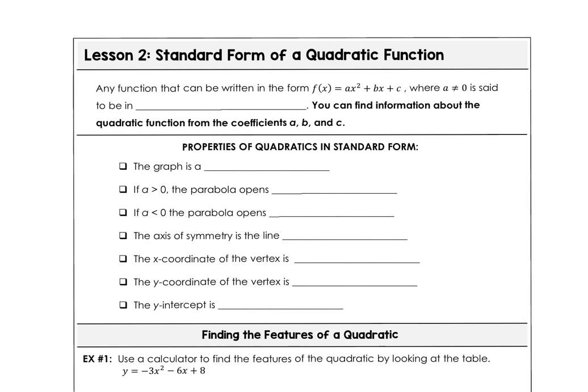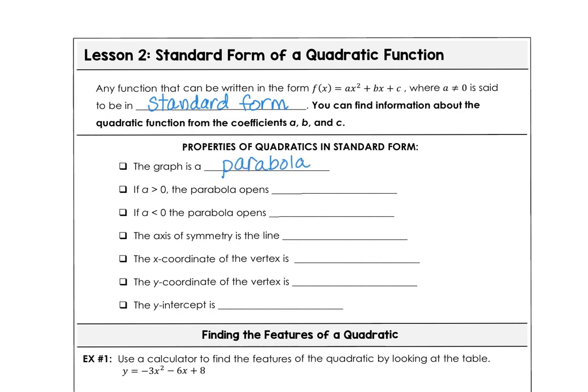Today we're going to talk about standard form of a quadratic function. Yesterday we said anytime we write a function in the form of y equals ax squared plus bx plus c, where the a value is not 0, this is the standard form of a quadratic function. We can find information about a quadratic function by looking at the coefficients a, b, and c. The graph of standard form is called a parabola.